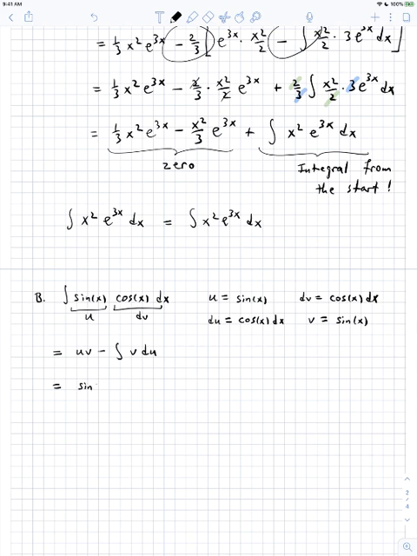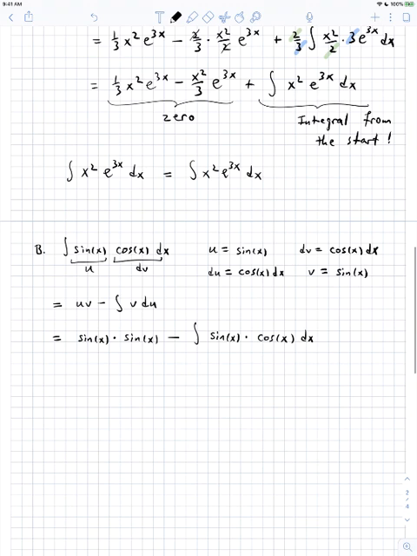u is sine of x times v is sine of x again, minus the integral of v, sine of x, times du, cosine of x dx. So this is sine of x quantity squared minus the integral of sine x cosine x dx. Now, one thing that you might notice is that the integral we have here, the integral of sine x cosine x, is the thing that we started with.